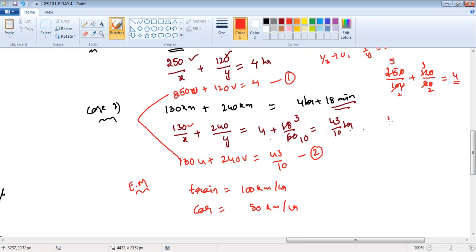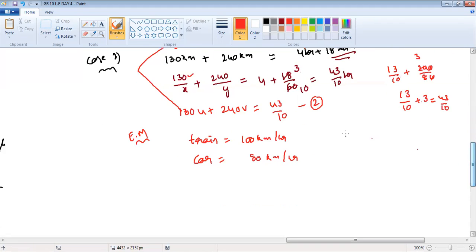130 by 100. So it is 13 by 10. Yes, sir. 40 by 80, so 8 threes are 24, that is 3 by 2. So 13 by 10 plus 3, that is 30 plus 13, 43 by 10. Correct. So what is the speed of the train? 100 kilometers per hour. Now the car is 80 kilometers per hour. Yes, sir.